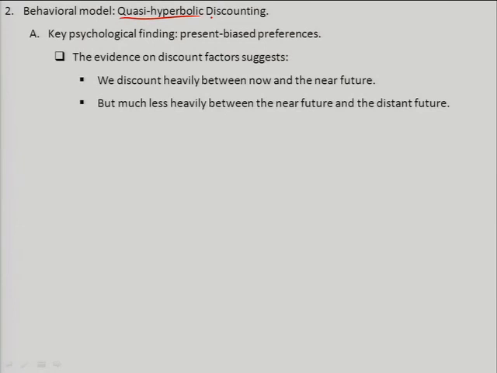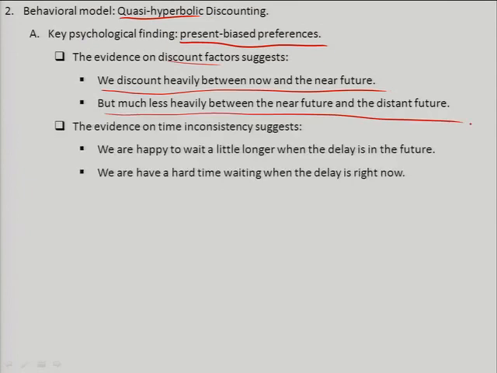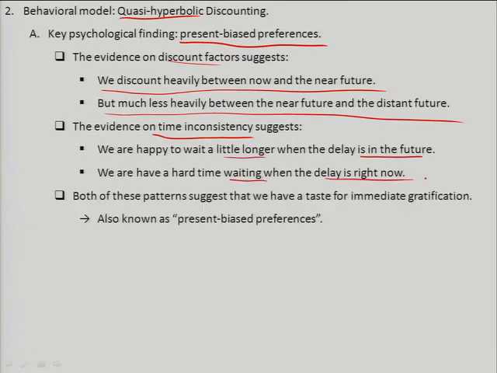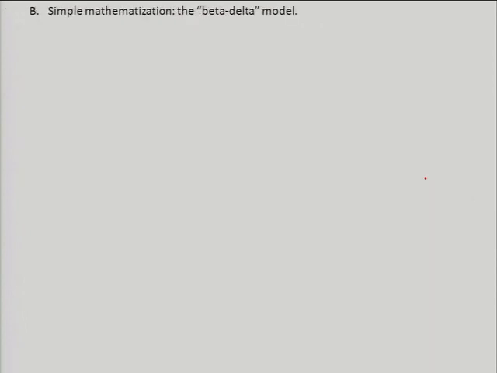So the key psychological finding based on what we've seen is what we call present bias preferences. Okay? The evidence on discount factors suggests that we discount heavily between now and the near future, but much less heavily between the near future and the distant future. And the evidence on time inconsistency suggests that we're happy to wait a little longer when the delay is in the future, but we have a hard time waiting when the delay is right now. Both of those things suggest that we have a taste for immediate gratification, or that our preferences are biased towards the present moment. Okay? So how are we going to put that into a model? We're going to do this.